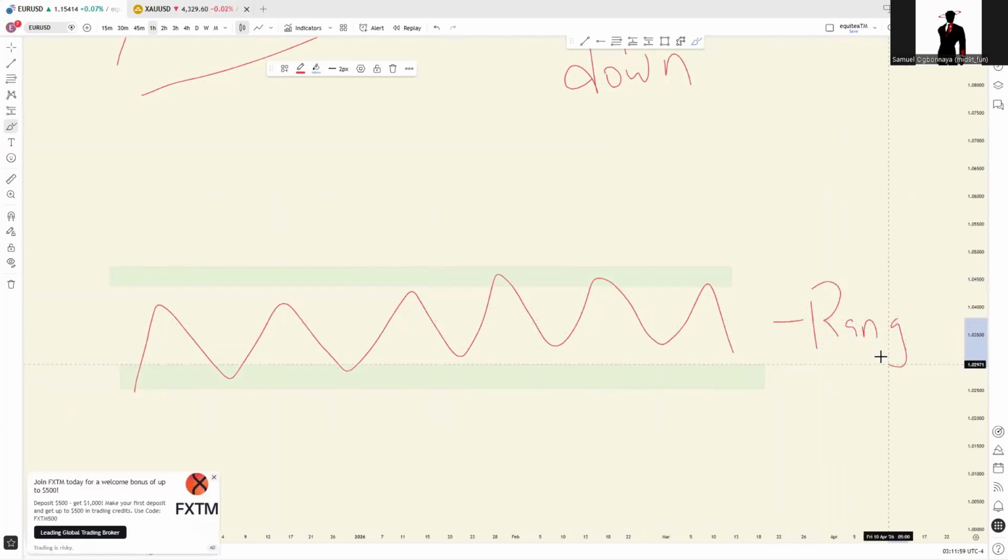That is what it means in simple terms. That's a ranging market structure.